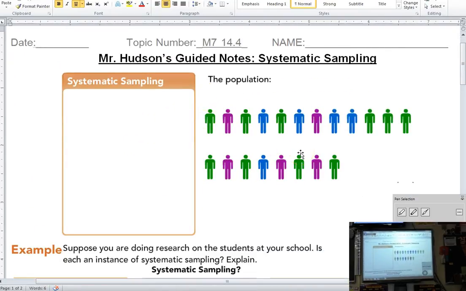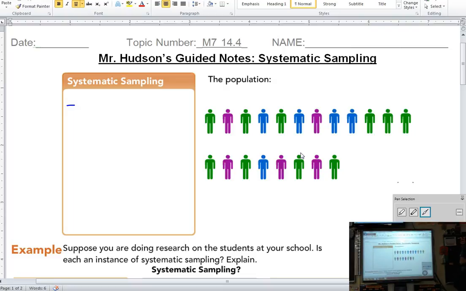Systematic sampling is super easy to understand. What does it mean when something is systematic? If somebody says, oh, you were systematic about how you did that, Jeremiah, what do you think? A logical way of doing something. Okay, but I can do something logically that was not systematic.